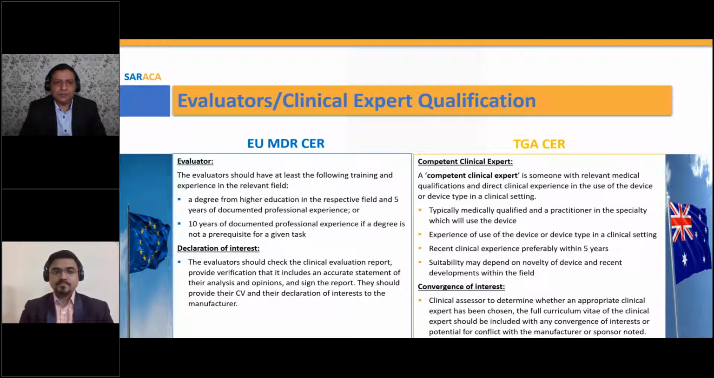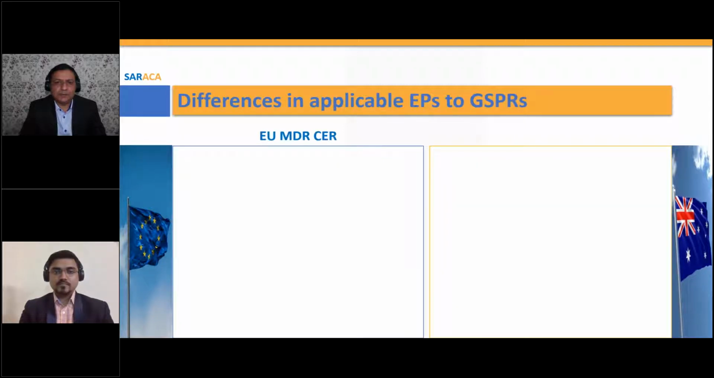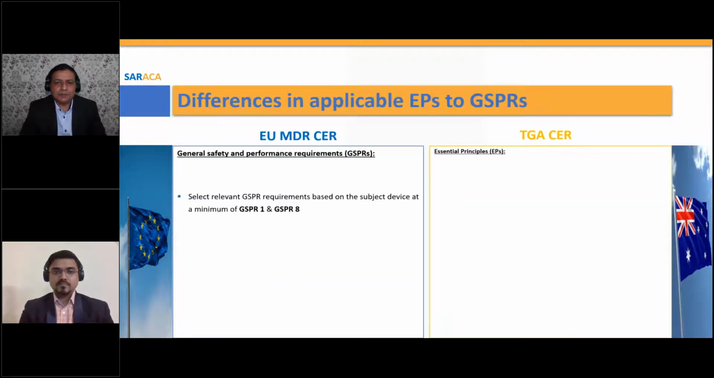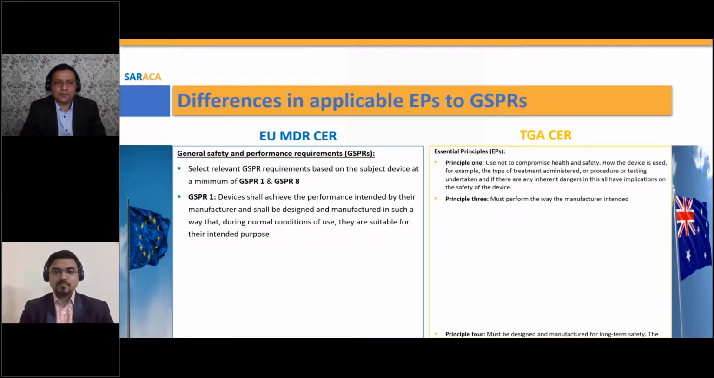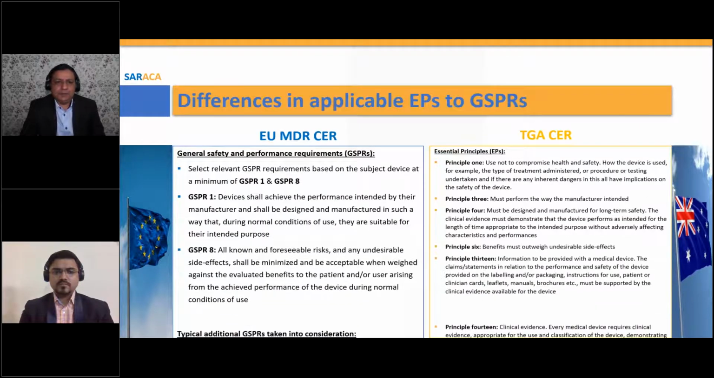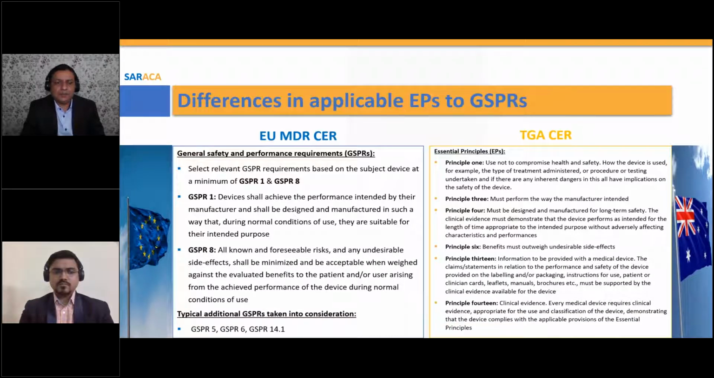The next slide is the difference in applicable EPs to GSPRs. The essential principles are quite different, although much broader in scope in the TGA. Principle 1 is that the use must not compromise health and safety: how the device is used, for example the type of treatment administered or procedure or testing undertaken, and if there are any inherent dangers in this, all have implications on the safety of the device.